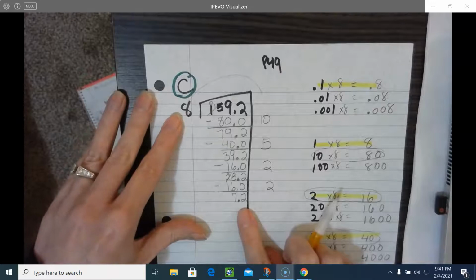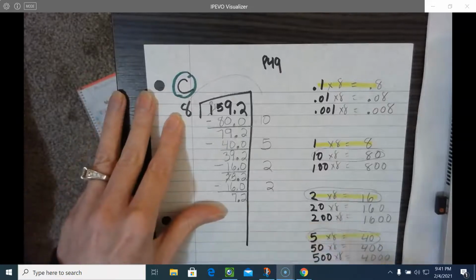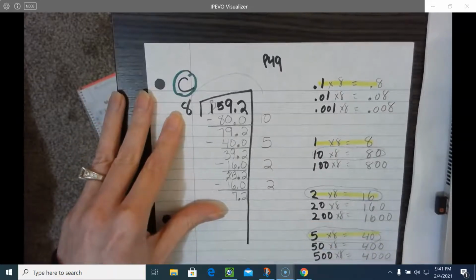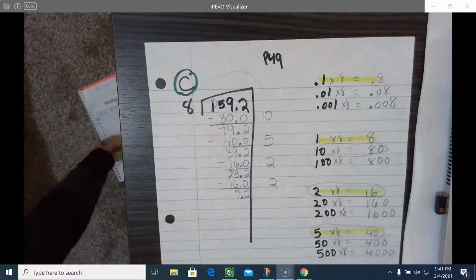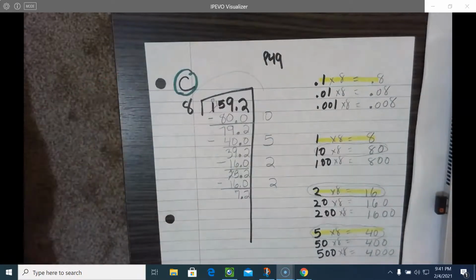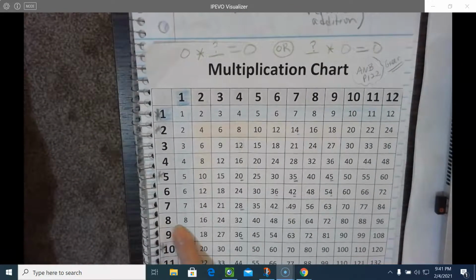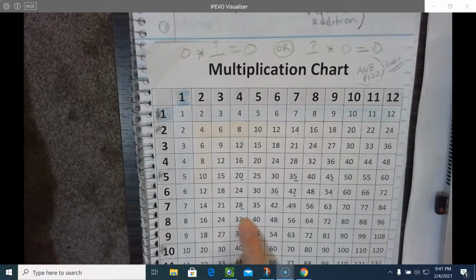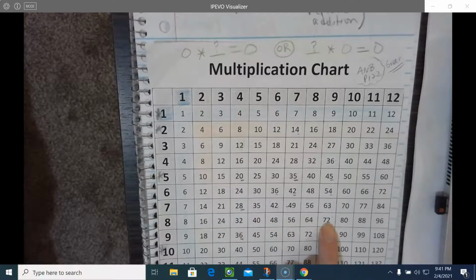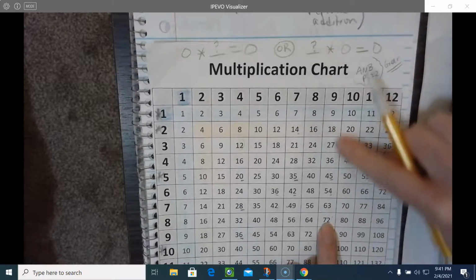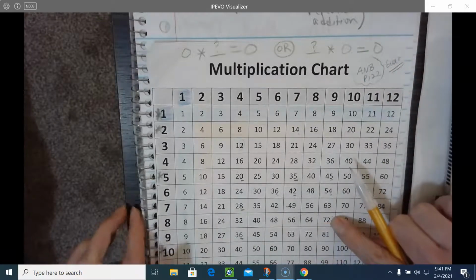So if I am counting by 8s, will I get to 72? If I'm doing that repeated adding, or if I'm using that multiplication chart, 8 times what number would get me to 72? Let's see if we can find that out. So 8, I'm looking at my 8 row going across until I find a 72, and there it is. So 8 times 9 would get me to 72.